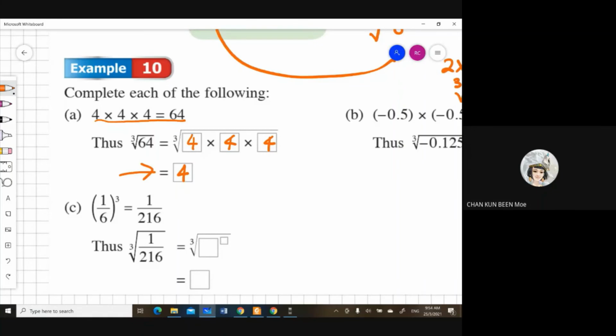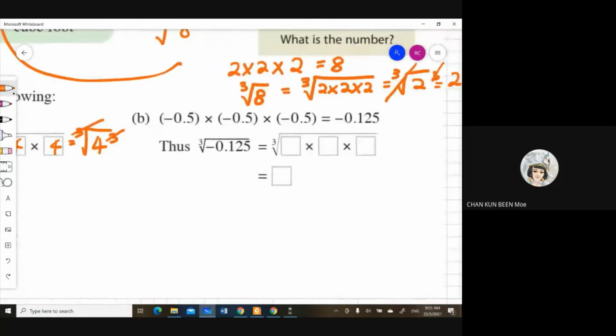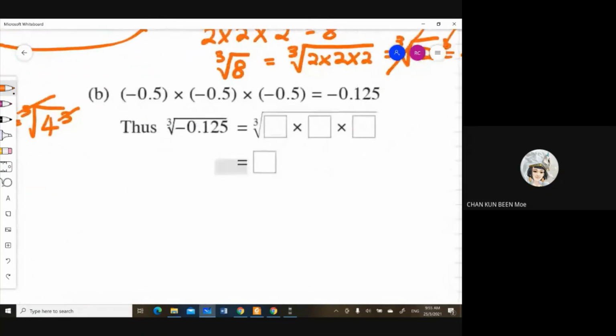If you want a complete working, the complete working is supposed to be like this. It becomes cube root of 4 cube. Then you simplify the cube root with the cube. So the remaining answer is 4. Okay? Now we look at B. B is a number that involves decimals. Negative 0.5 multiplied by negative 0.5 multiplied by negative 0.5, the answer is negative 0.125.